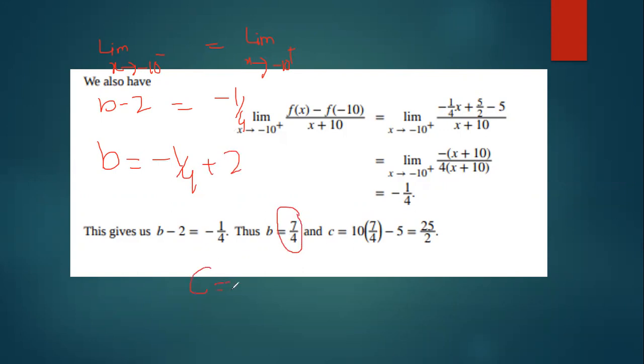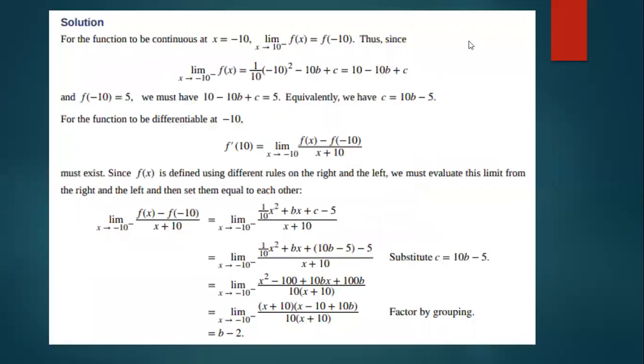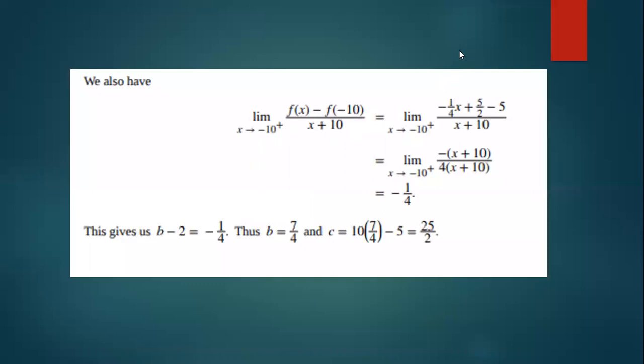As c equals what? For c, we have to go back to previously. This is the value of c. c equals 10b minus 5. So it will be 10 into 7 upon 4 minus 5. So this will be equal to 25 upon 2.